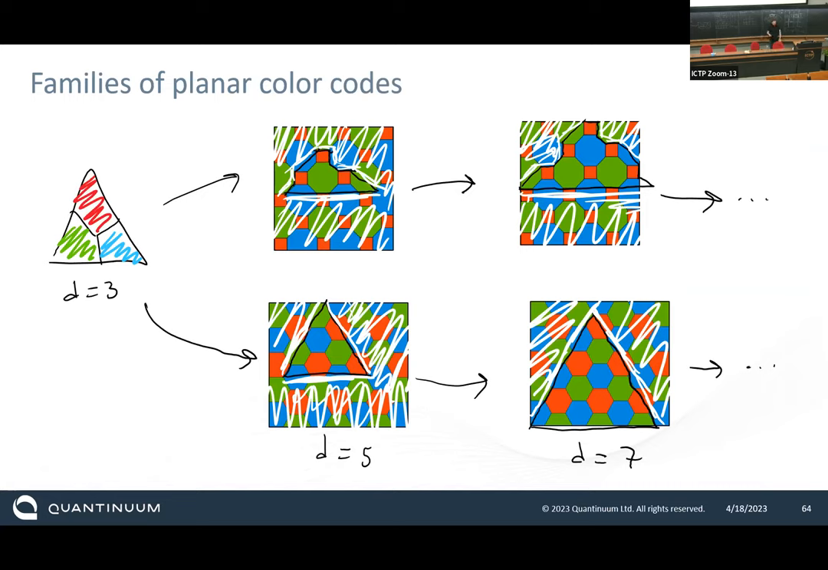Here's an example of two different families of the color code. The distance 3 one is the Steane code, which Ben talked about. Then you can also construct larger versions of the color code by cutting the codes out of these graphs that I mentioned. Common ones are either this 4.8.8 lattice, which is on the top, or the 6.6.6 lattice on the bottom, which is an ominous number.